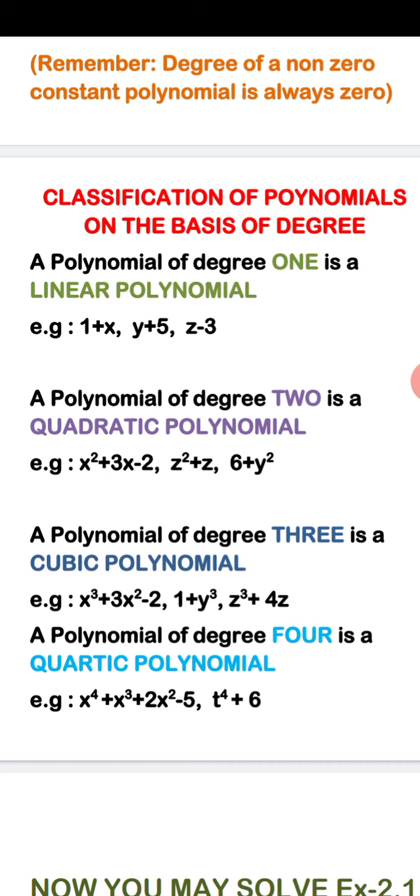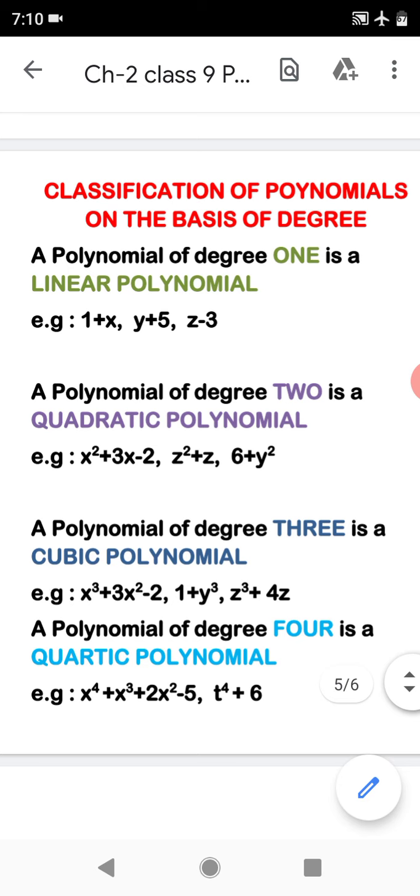Let us see a few examples. Linear polynomials. Here, the highest power of the variable, means x, y or z, is going to be 1. There is no term here which has a power 2 or 3, means more than 1. 1 plus x, y plus 5, z minus 3, etc. A polynomial of degree 2 is called a quadratic polynomial. Examples are x square plus 3x minus 2 or z square plus z or 6 plus y square. Here you can see there will be one term which will be a square, which will be having a power 2.